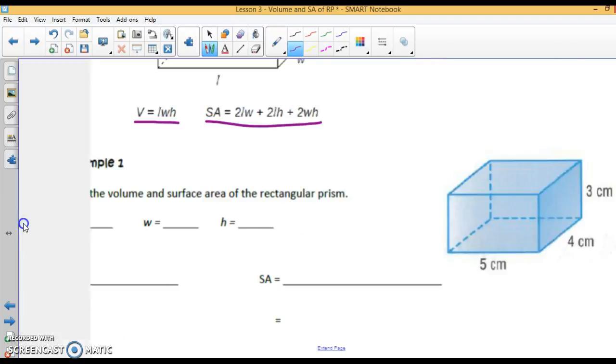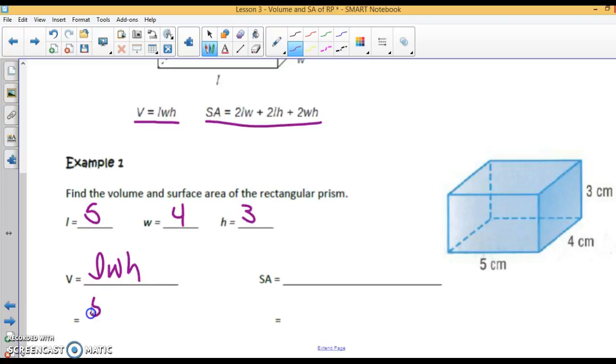So, we're going to do this first problem. And it does not really matter, in a rectangular prism, which you call the length, the width, and the height. I'm going to call this the length, the width, and then that's the height. But it really does not matter. 5, 4, and 3. So, volume, length times width times height will be 5 times 4 times 3 is 60. And in volume, you are doing cubic centimeters.